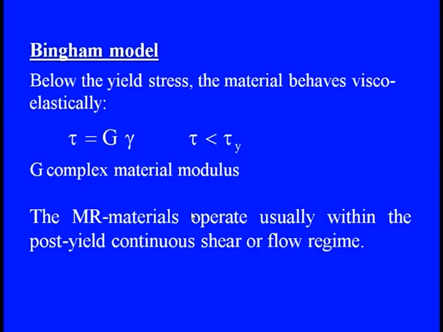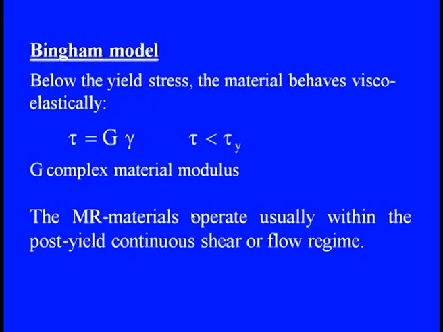So in the Bingham model, if we go below the yield stress, then certainly, as I told you, the material behaves with a viscoelastic feature, where we can say that tau is proportional to G into gamma. The G is not the shear modulus; here G is the complex material modulus, though the shear modes are there. So we can simply define the shear strain and rate of shear strain below the yield stress.